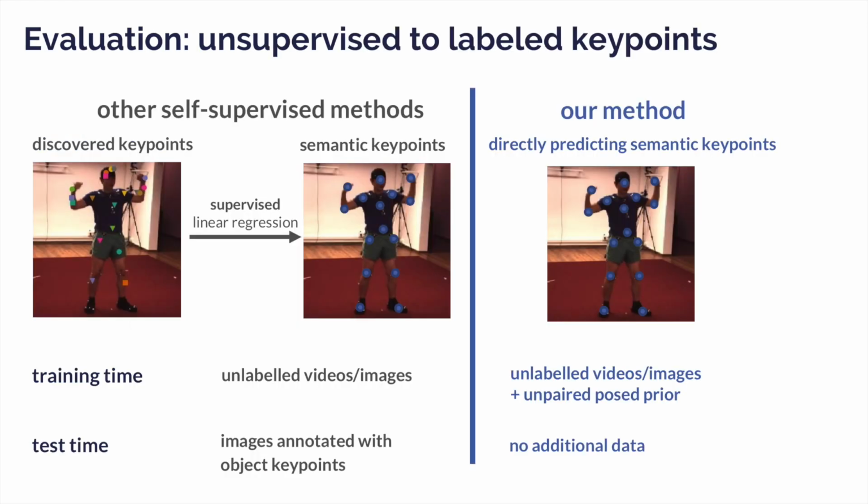As previously mentioned, other self-supervised learning methods learn object keypoints that are not interpretable. To compare them on standard benchmarks, they need to learn a supervised linear regressor that converts the self-supervised discovered keypoints to semantic keypoints. While our method requires unpaired pose prior during the training, it does not need any labeled images as self-supervised methods, since it can directly predict interpretable semantic keypoints.